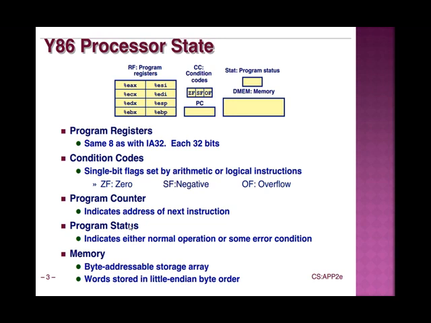indicates the byte addressable storage area. Words are stored in little endian byte order. So this is your memory, how multiple words or arrays are stored in the memory. So these are the multiple states in the Y86 processor or Y86 architecture: registers, then CC, PC the program counter, program status, and memory.